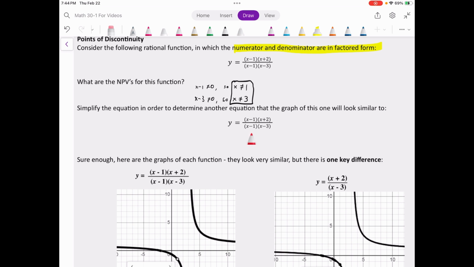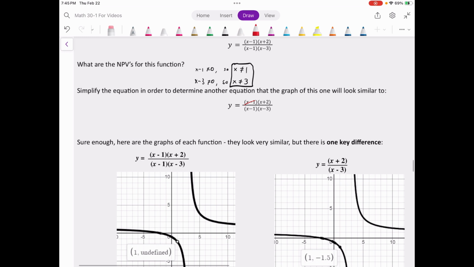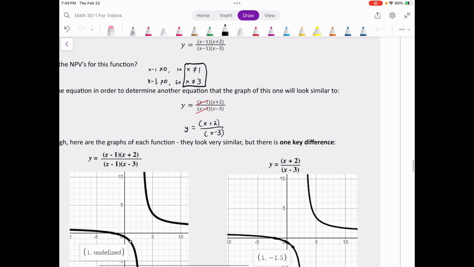Which is just 1, right? Anything divided by itself is just 1. So x minus 1 over x minus 1 is just 1. We can kind of cancel those out, we sometimes say. Meaning that, really, okay, this is pretty much mathematically equivalent to this, right? This is just equal to 1 anyway. So y equals (x minus 1)(x plus 2) over (x minus 1)(x minus 3) is essentially the same. Now notice I'm saying essentially, not exactly, the same as y equals (x plus 2) over (x minus 3), right?